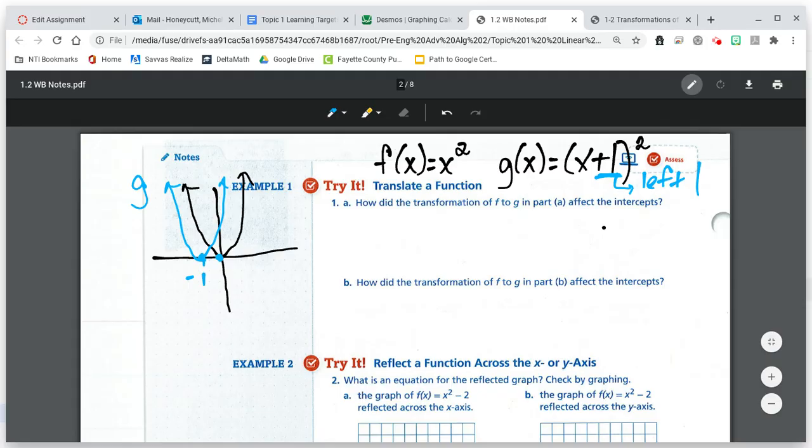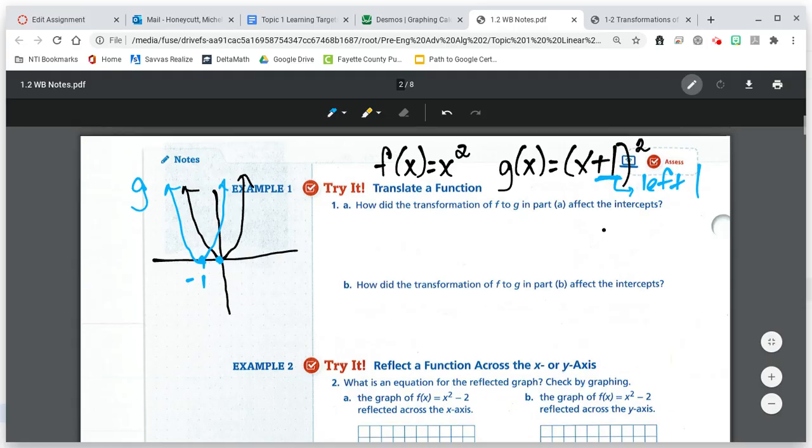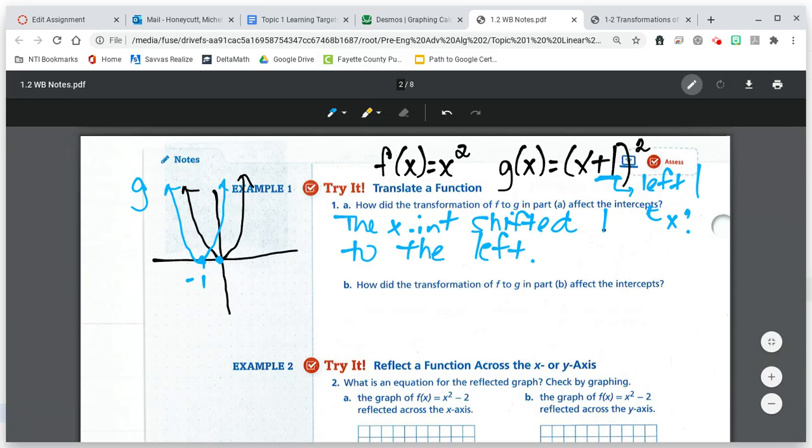Okay, so how did that affect the intercepts, and more specifically, how did that affect the x-intercepts? So the x-intercept shifted 1 to the left. And a similar question was asked in part B.